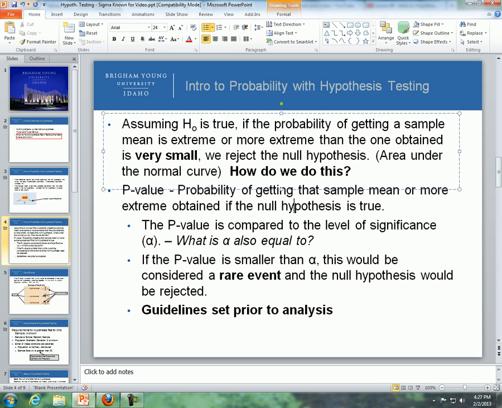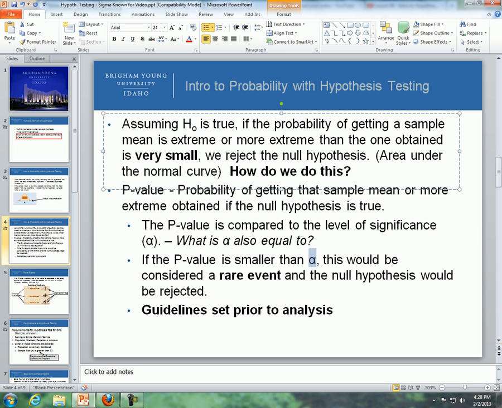And so what we compare the p-value to is what is called the level of significance. And what's the level of significance also equal to? It's also equal to, if you remember from the last video, the probability of committing a type 1 error. So we're going to compare our p-value really to the probability of committing a type 1 error. If the p-value is smaller than alpha, this would be considered a rare event or an unusual value, and the null hypothesis would be rejected. Okay, and the little ditty that was given in the text is: if the p-value is low, reject the null, and that's a good way to remember it.